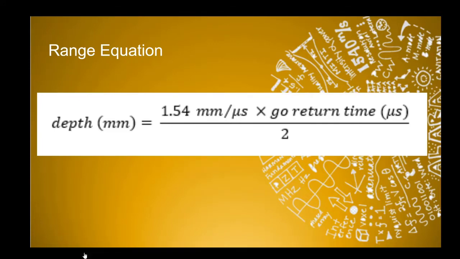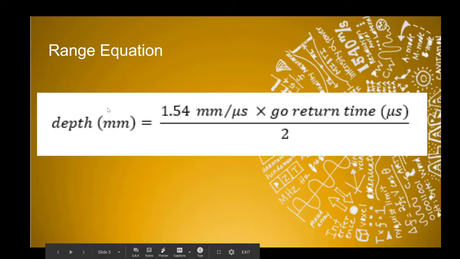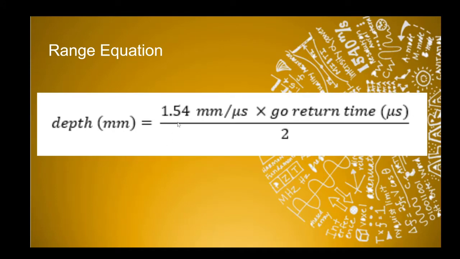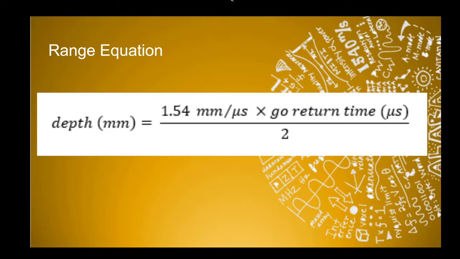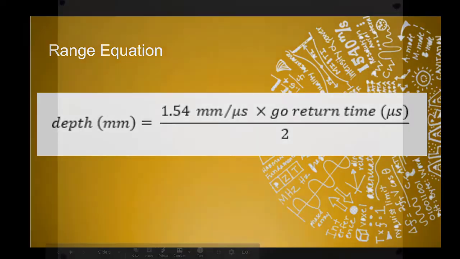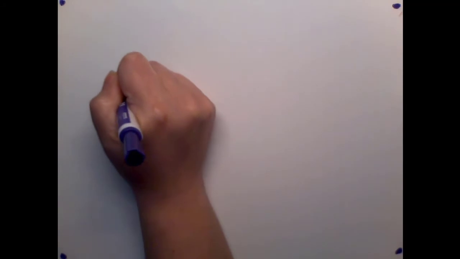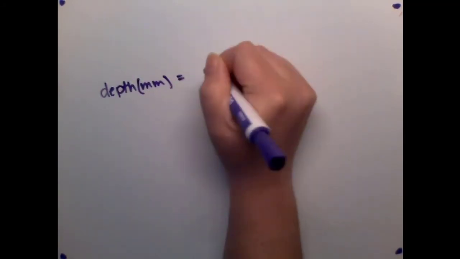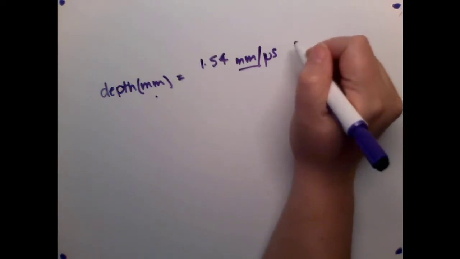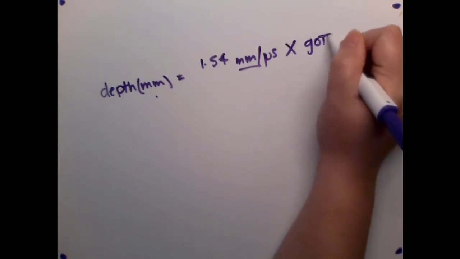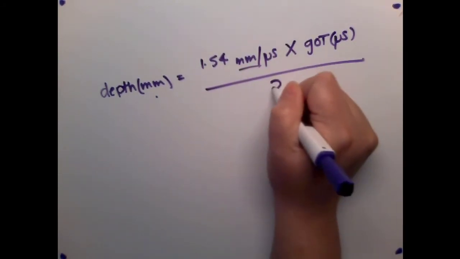So here is our range equation. We have the depth in millimeters, so how many millimeters into the body is a structure. When we consider the constant soft tissue speed multiplied by the time it took to go in and come back, all of that divided by 2. So let's look at an example just using the range equation here. So we know that our depth, again in millimeters, is equal to our speed in soft tissue. Remember, we're using all those complementary units here, times the go return time in microseconds, and that's all divided by 2.